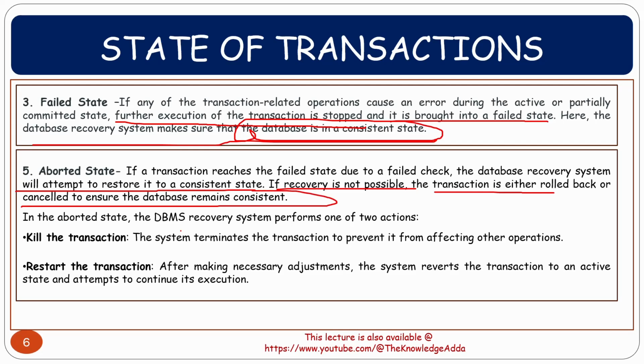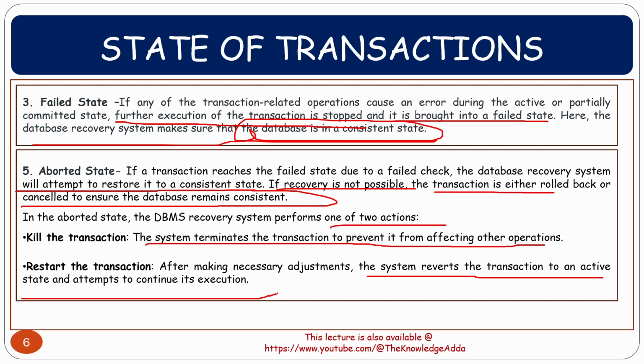In the aborted state, the database recovery system performs one of two actions. The system terminates the transaction to prevent it from affecting other operations, or after making necessary adjustments, the system reverts the transaction to an active state and attempts to continue its execution.